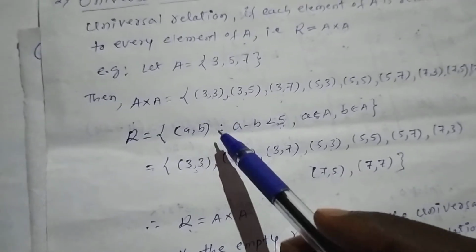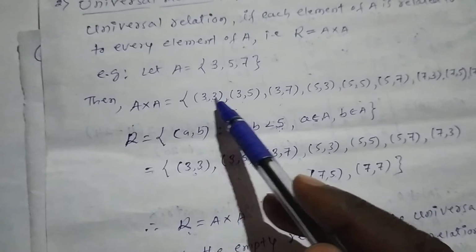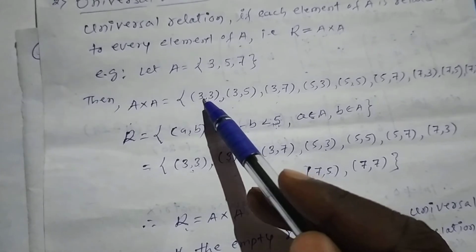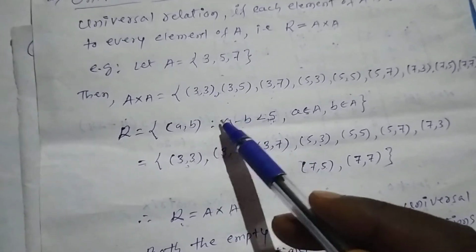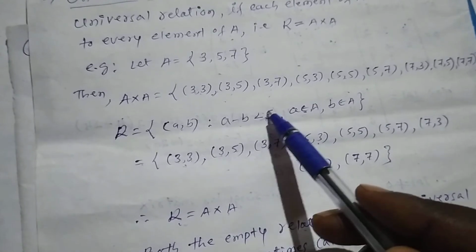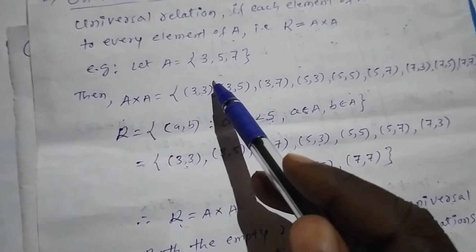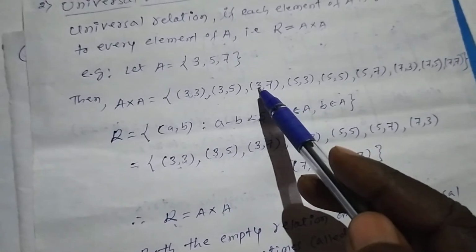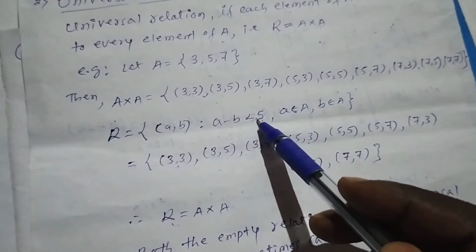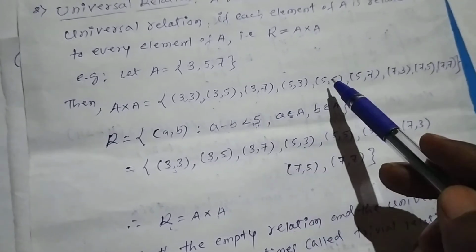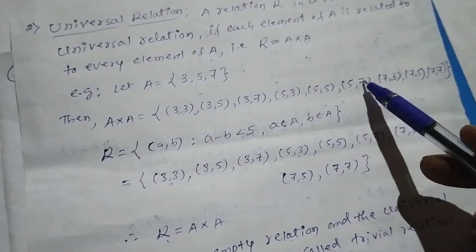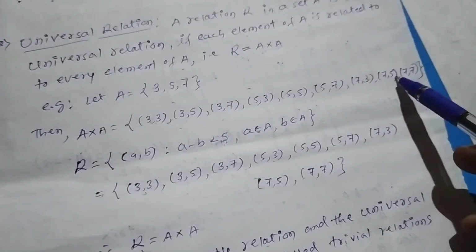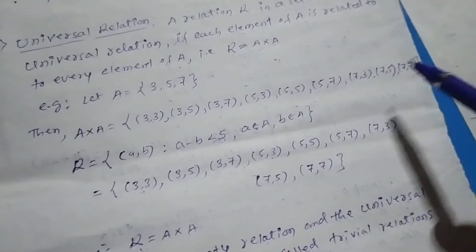See here, observe which ordered pairs obey the condition. 3 minus 3: a is 3, b is 3, so 3 minus 3 is 0, and 0 is less than 5. It obeys the condition. Similarly, 3 minus 5 is minus 2, which is less than 5. 3 minus 7 is minus 4, less than 5. 5 minus 3 is 2, less than 5. 5 minus 5 is 0, less than 5. 5 minus 7 is minus 2, less than 5. 7 minus 3 is 4, less than 5. 7 minus 5 is 2, less than 5. 7 minus 7 is 0, less than 5.